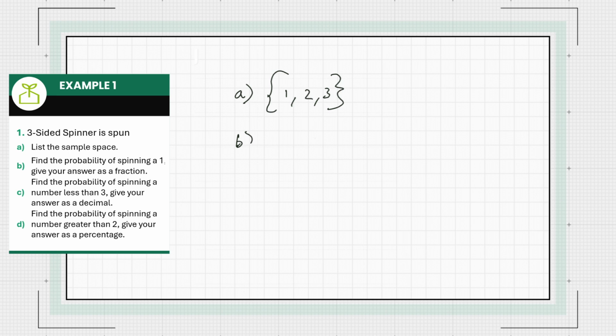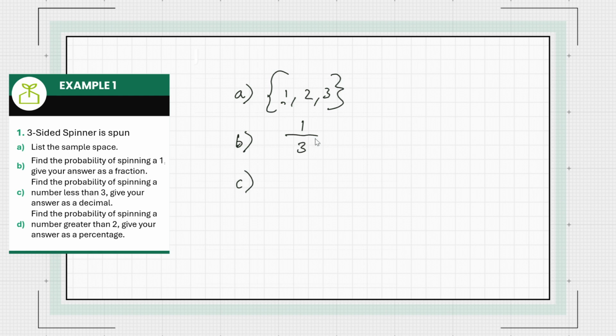So for B, what is your chance of spinning a 1? Well, how many outcomes do we have that are favorable? The only outcome we have that's favorable is getting a 1. And the outcomes in total that we have in our sample space are 3: 1, 2, and 3. So probability is our favorable outcomes divided by our total number of outcomes. And we usually give it as either a percentage chance or just as a fraction.